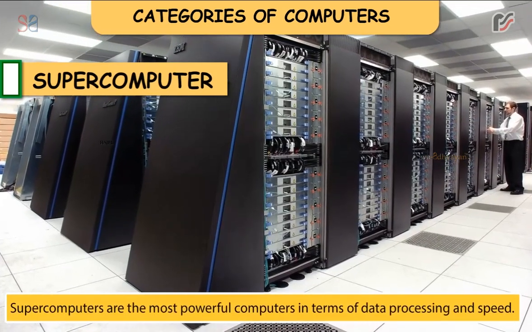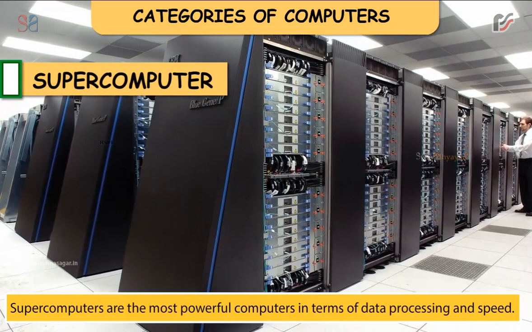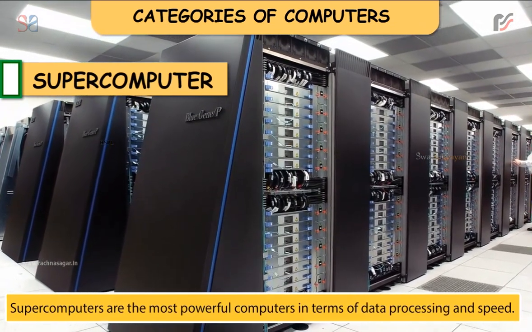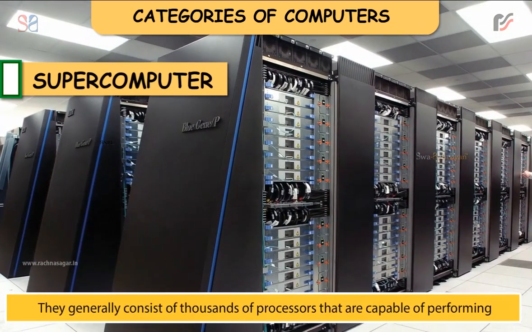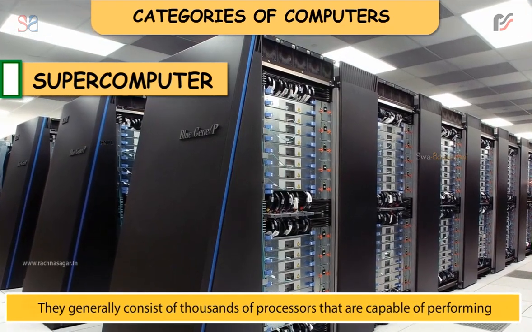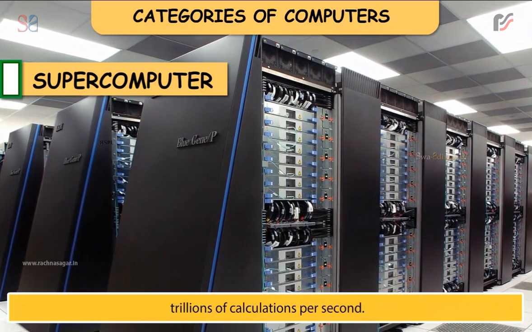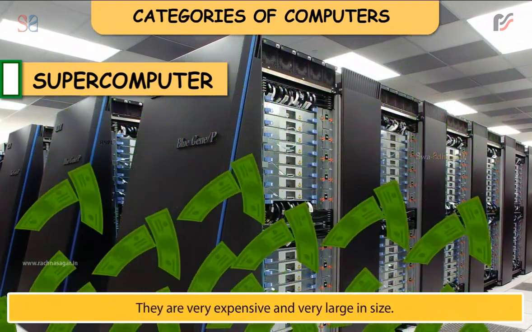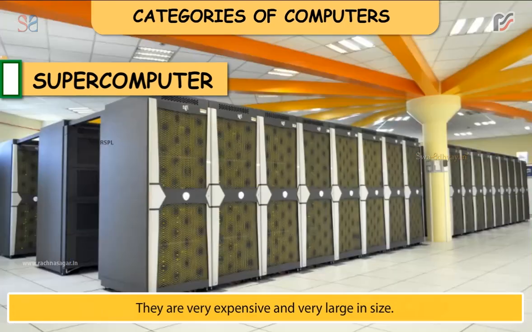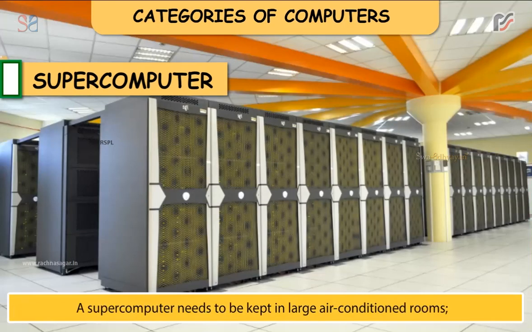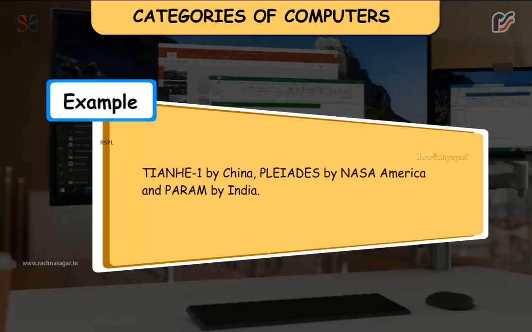Supercomputer. Supercomputers are the most powerful computers in terms of data processing and speed. They generally consist of thousands of processors that are capable of performing trillions of calculations per second. They are very expensive and very large in size. A supercomputer needs to be kept in large rooms. Example: Tianhe 1 by China, Pleiades by NASA America, and Param by India.